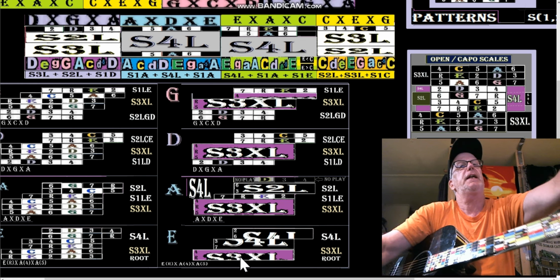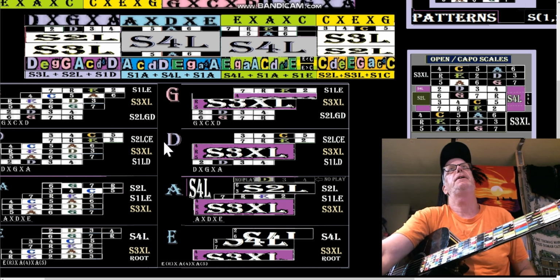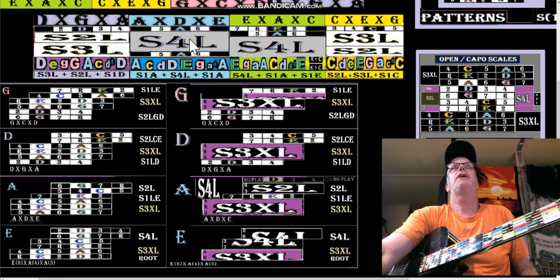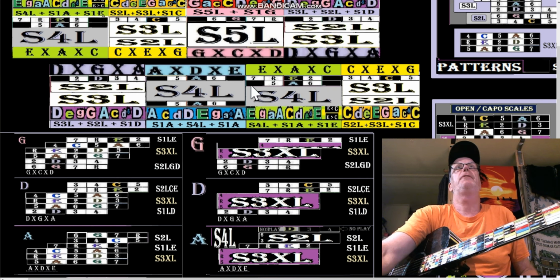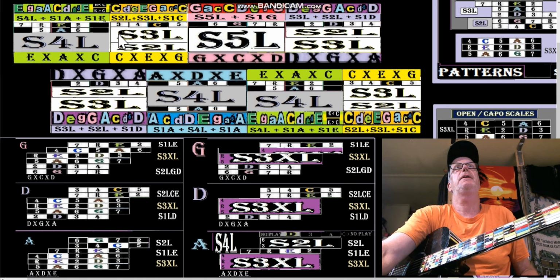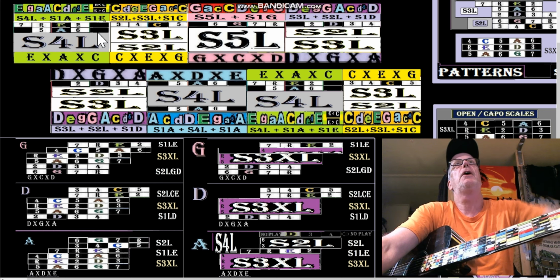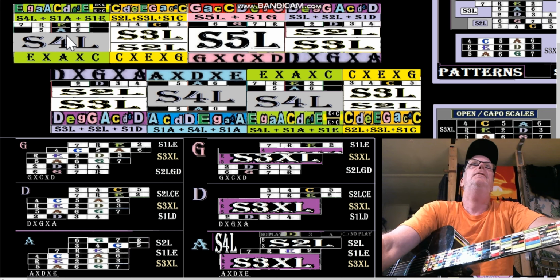So these are the capo patterns down here. Okay, so these guys are fun, and we want to learn them too. We definitely want to learn them. I mean, this is it. You could play lead guitar with these things. Okay, so on the E, we do an S4L and then a 5, 6, 7 root.